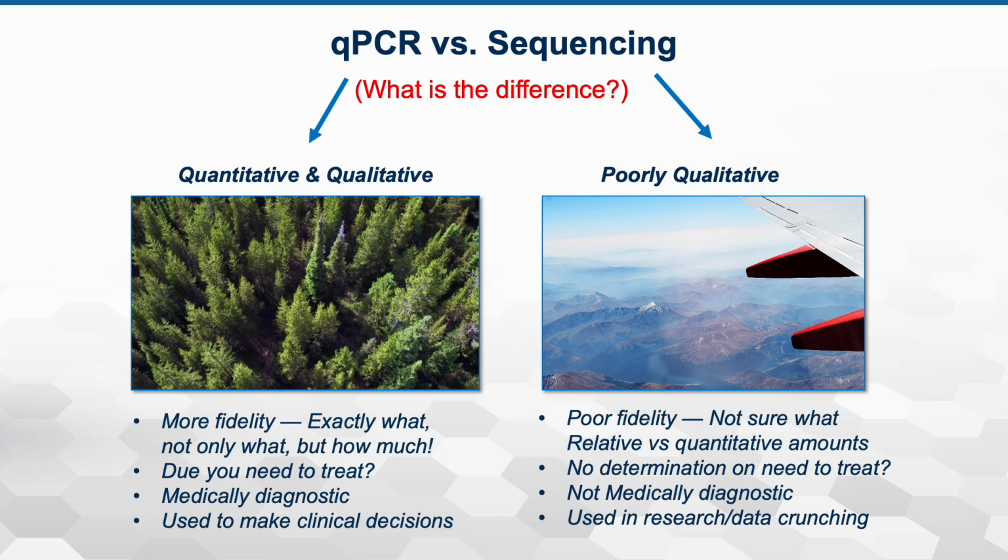But where sequencing does shine is if you want sort of a 30,000 feet view of things. In other words, it's good when you're looking at a large number of subjects and you're trying to determine exactly what may be there. So you're looking for everything that's there and the relative quantities of each, but not the absolute quantity of specific organisms. So it's relative versus quantitative amounts, and it's not medically diagnostic. For instance, it's not insurance reimbursable in a medical diagnostic setting for these reasons. It's really more used in research and then data crunching.